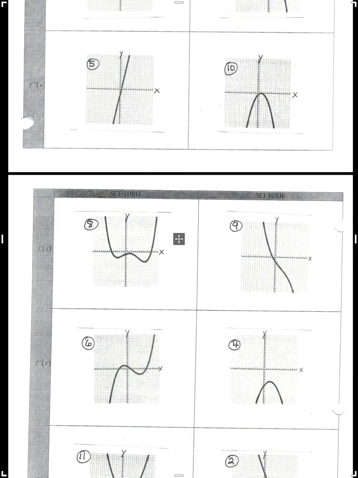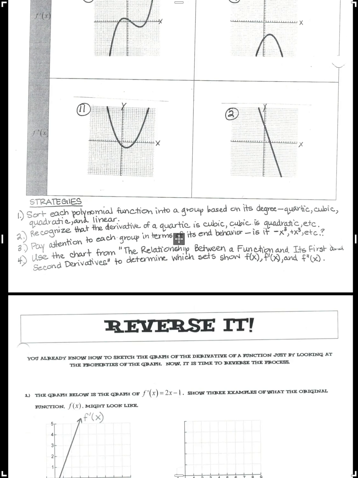But before we do, I want to slide down here and talk about some strategies that you could use. First of all, notice that all of these graphs are polynomial functions. So one strategy would be to sort the polynomial functions into groups based on their degree. Like the cubic is the derivative of the quartic, the quadratic is the derivative of the cubic, and the linear is the derivative of the quadratic. So that would help you to know that the lower the degree, the farther down the totem pole it would be. Second, recognize that the derivative of a quartic is a cubic, then a quadratic, etc.